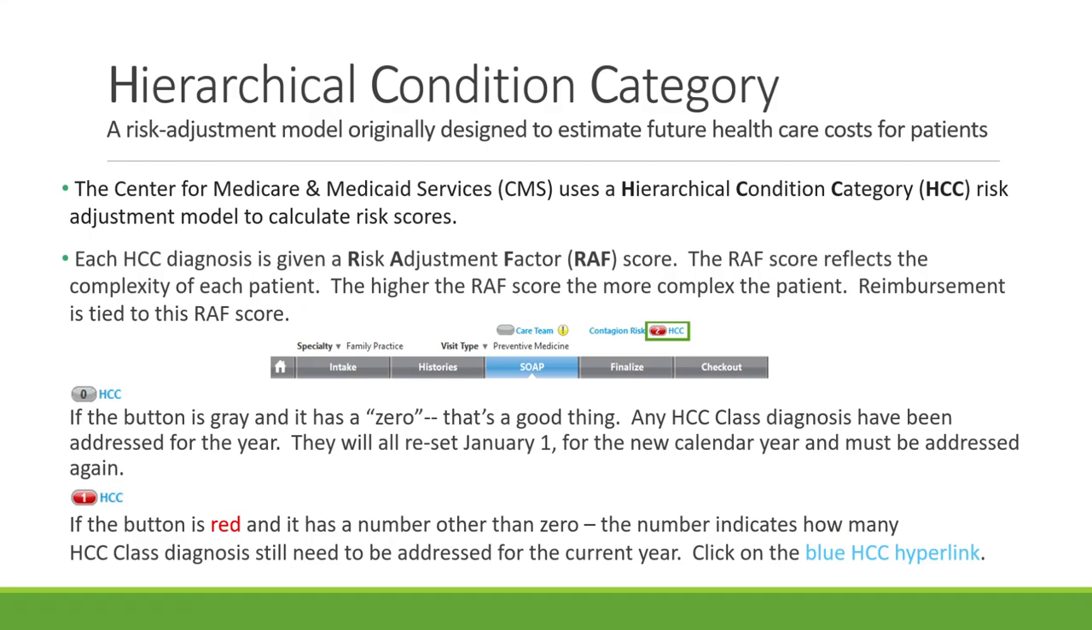Once you've completed the physical, you're going to address the HCC codes as mentioned previously. So you can click back in to see what conditions need to be captured. These are important because the higher the risk adjustment factor, the higher the reimbursement for the patient, meaning that if the patient has a lot of complex conditions, we are reimbursed at a higher rate.